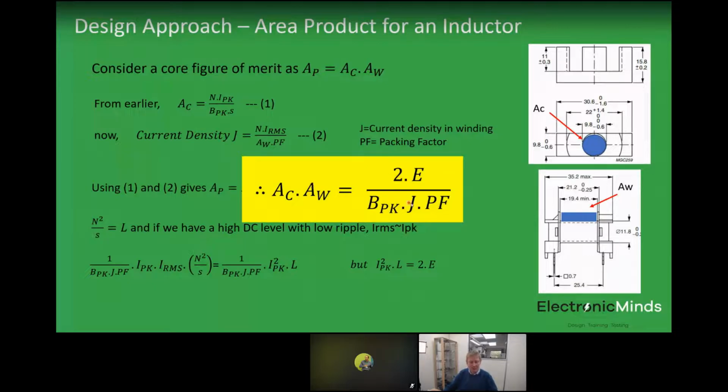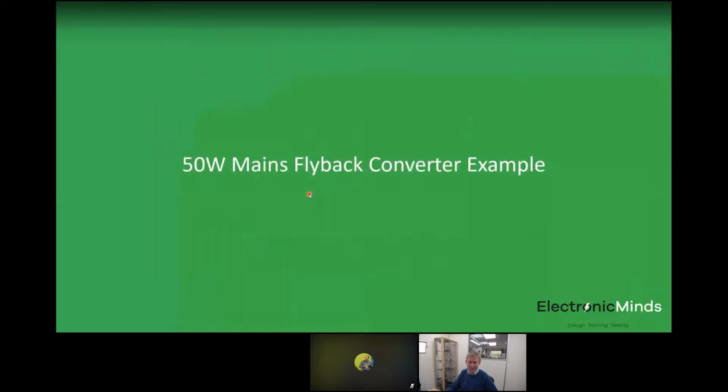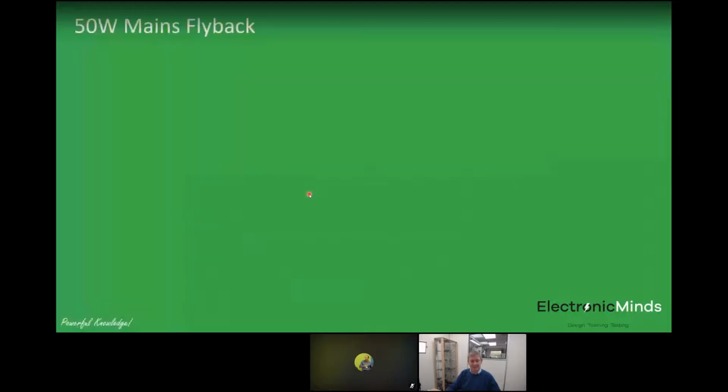The key thing here is, with the assumptions of B peak, J, and packing factor, if you know what your energy is, you can then come up with this AC-AW product, which you can use to look at normal cores that are available, and therefore work out roughly what core size you'll need just by inspection. The last part of this webinar is talking about how to use that methodology with a 50-watt mains flyback converter. So let's take a look.